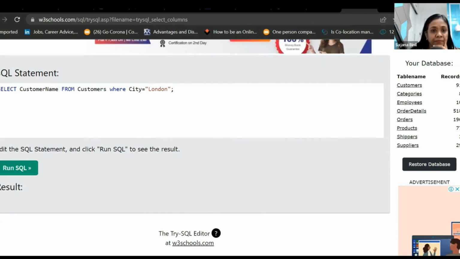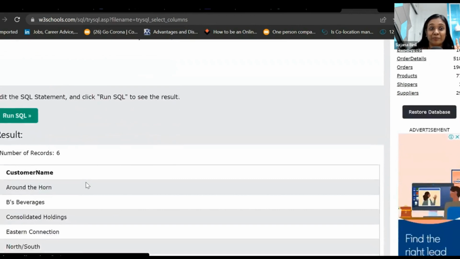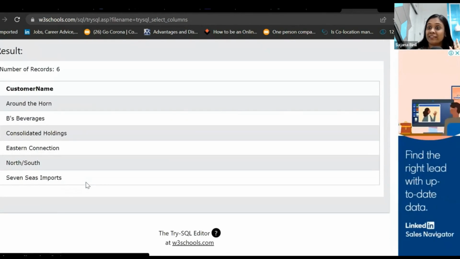I don't want a star. I want customer name only. Only customer name I want, for all customers where city is equal to London. Okay, I should put single quotes. But let me see with double quotes. If it's not working, then I'll put single quotes. Let's see. I got the output. All these customer names.